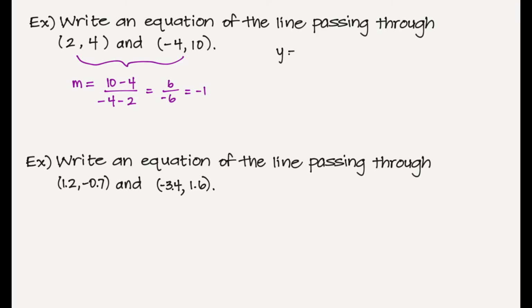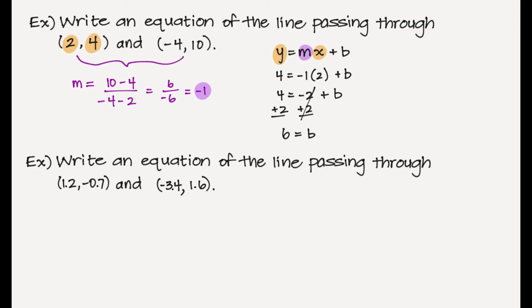And now I'm going to plug that slope and one of the points into the slope-intercept form. It doesn't matter which point I pick. I'm just going to pick the first one, the 2, 4. Okay, so let's go ahead and plug those in. I have 4 is equal to -1 times 2 plus b. And that simplifies to 4 is equal to -2 plus b. So I'm going to add 2 to both sides, and I find that my b is equal to 6.